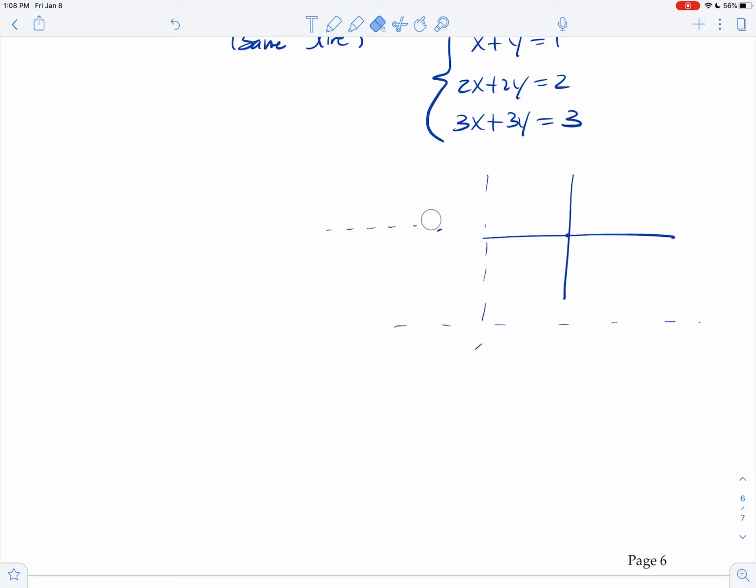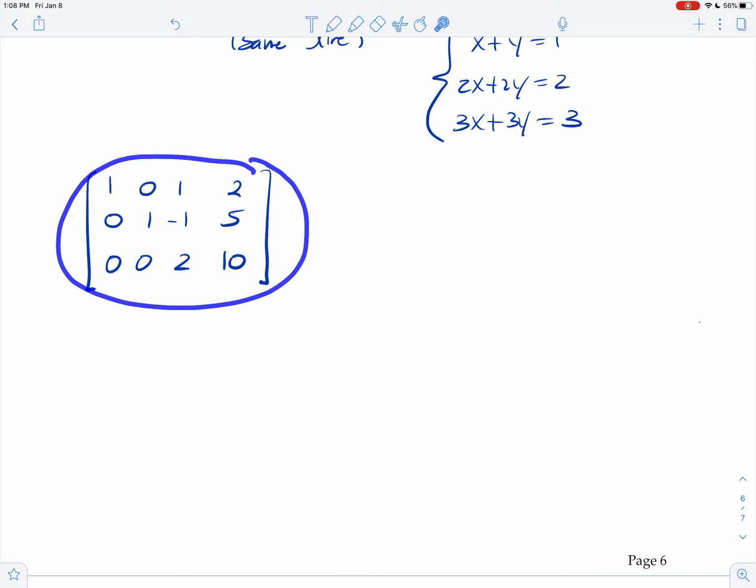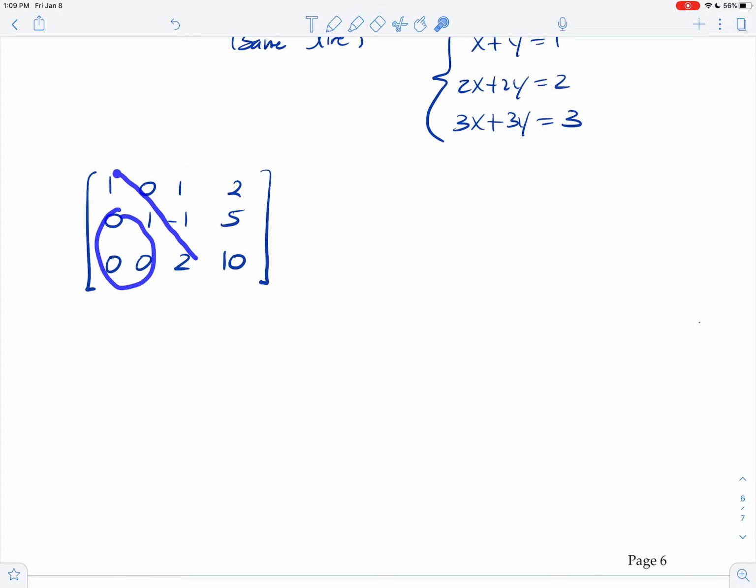The second thing I want to end on is just a little glimpse ahead to the next section, and that is this. Let's suppose that you have an augmented matrix and you've done row operations and you've gotten it down to something like this: 1, 0, 1, 2, then 0, 1, minus 1, 5, and then 0, 0, 2, 10, something like that. We're going to have a name for this sort of matrix. I won't say it now, but you can notice that on the coefficient matrix, I've got this triangle of zeros downstairs, and along the diagonal it's non-zero.